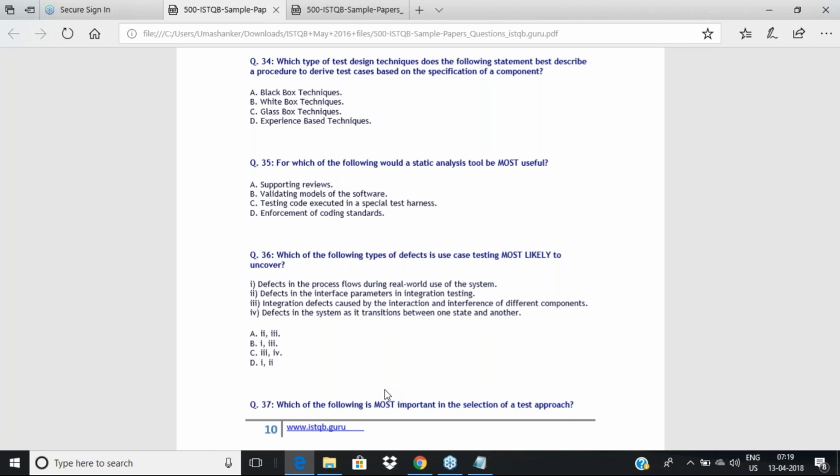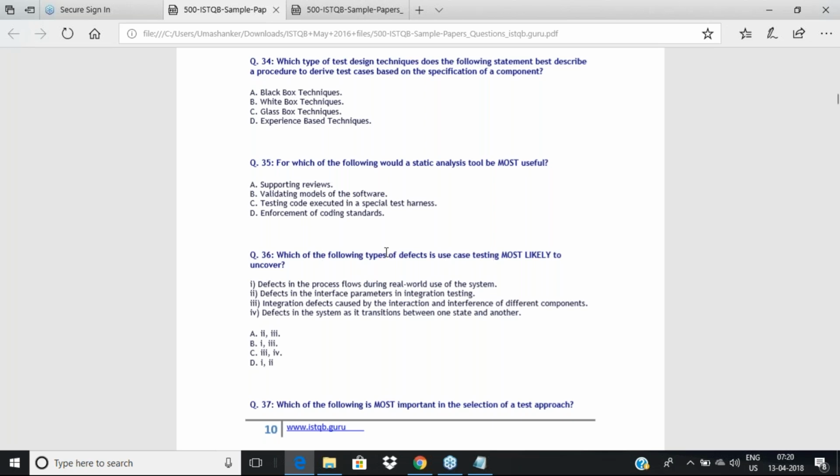A banking system has given a new requirement, and we have to sit with the banking people or the product people to understand how a real user will use this system once we give it. That is a use case. Defects in the process flow during real world use of the system. Defects in the interface parameters in integration testing. So one thing that you can do is use case testing.